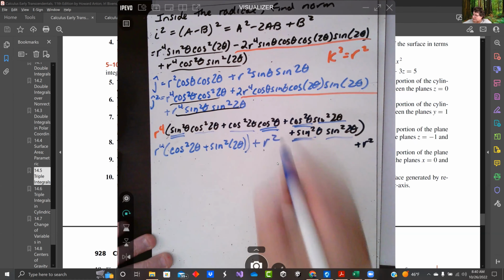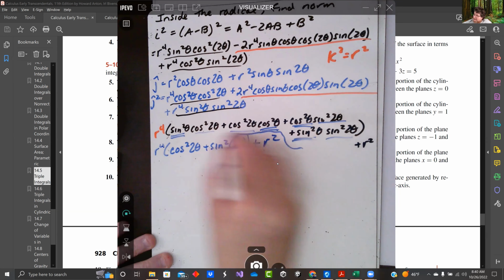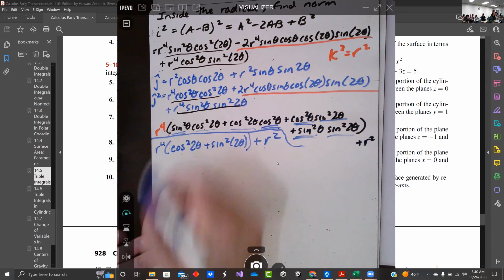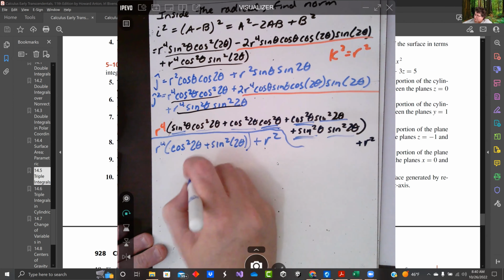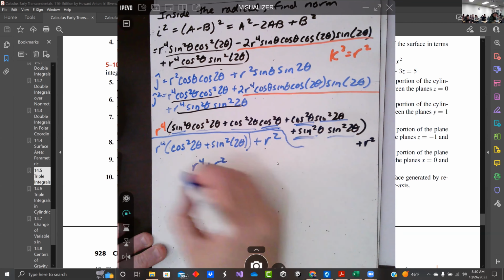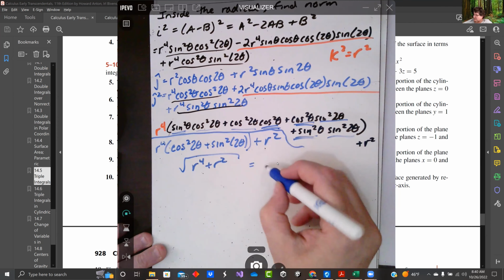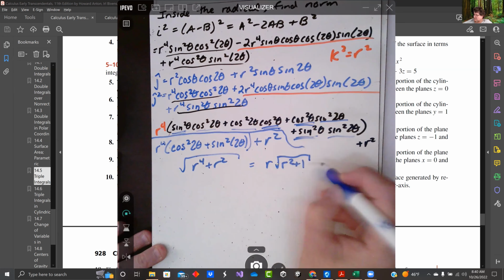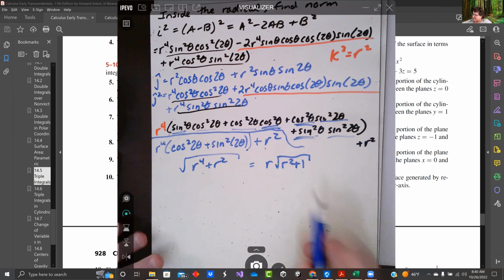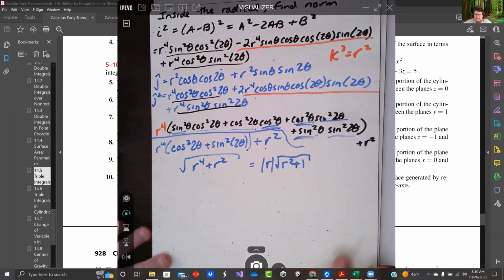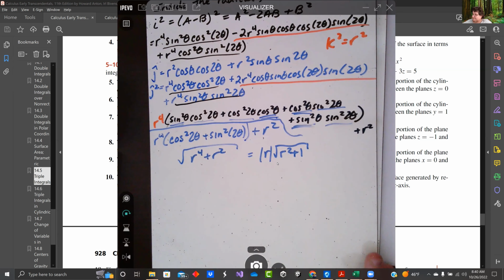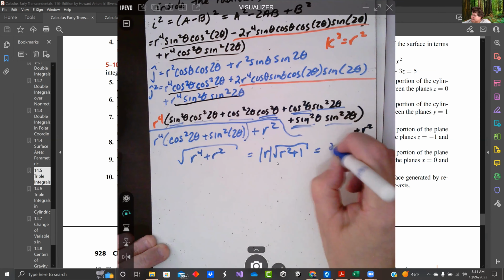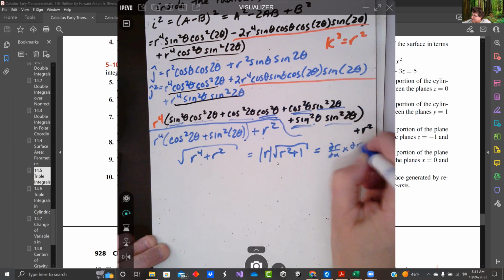And then I've got plus R squared. This is where we're at so far. So we're getting r to the fourth plus r squared. And if we have that in a radical, this is just r times the square root of r squared plus 1. Well, it's technically the absolute value of r, but r is going to be a radius, so it's going to be positive. So we don't really need it. So that's our norm. That's the dr du cross dr dv norm.